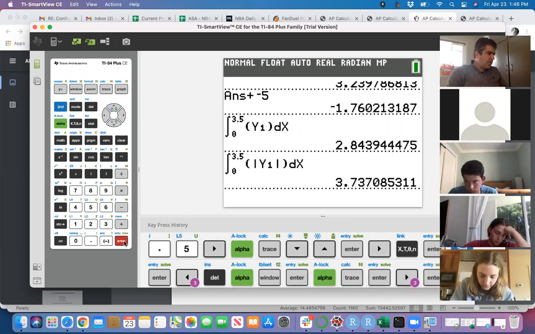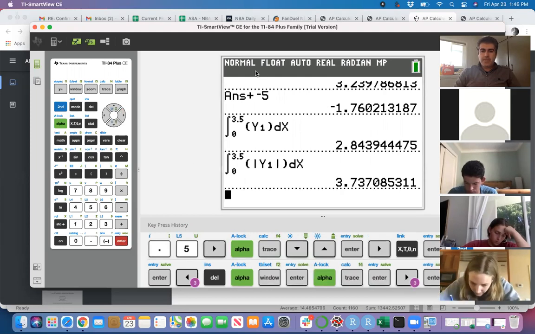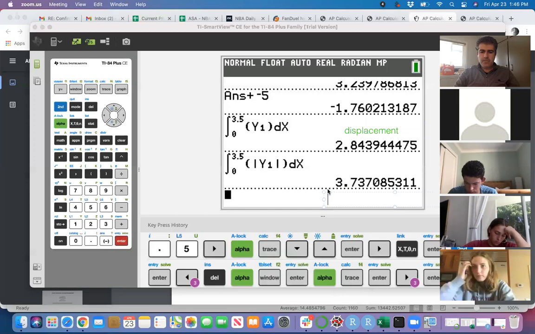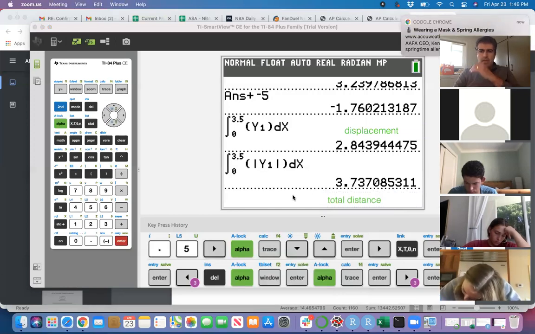So interesting, we get 2 different answers, right? Now, what do those mean? When we do the integral of velocity, that's going to be displacement, just so you know. When we do the integral of the absolute value, that's going to be total distance. So remember, displacement is the change in position.